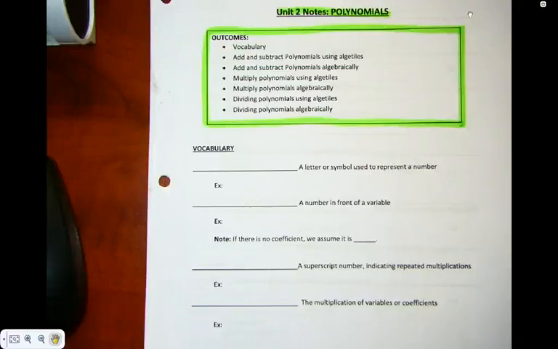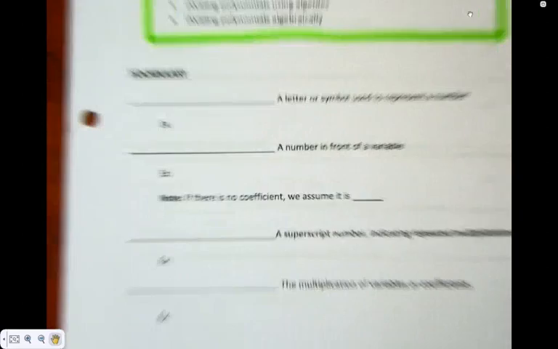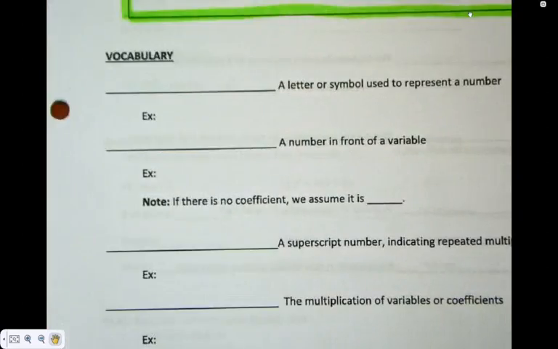Vocabulary. Most of these words I think you've heard before. If you haven't, no big deal. I'm going to start from scratch and give you the definitions, give you an example. So first one is a letter or symbol used to represent a number. And I'm going to do the example before I give you the word. If you think you know the word, don't shout it out. That just ruins the game for everyone.